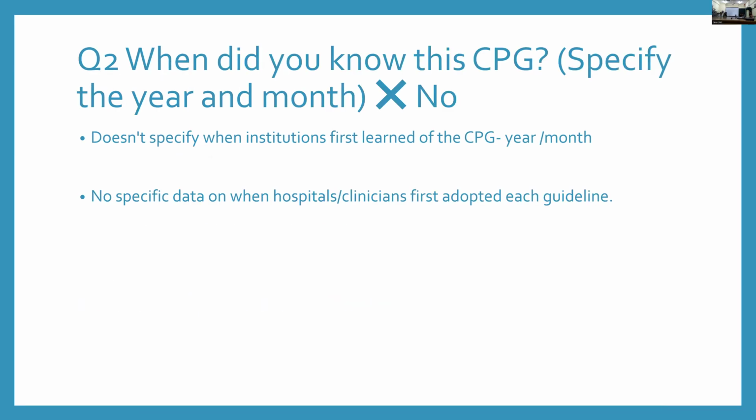The second question was, when did you know about this clinical practice guideline? I have given no because they have not mentioned it. Ideally the year and the month have to be specified, and that is not mentioned. But this probably may not be applicable. It's already implied because this is their standard of care. They follow the NICE guidelines. So they have not mentioned the year and month specifically, but most of them are expected to follow this guideline.